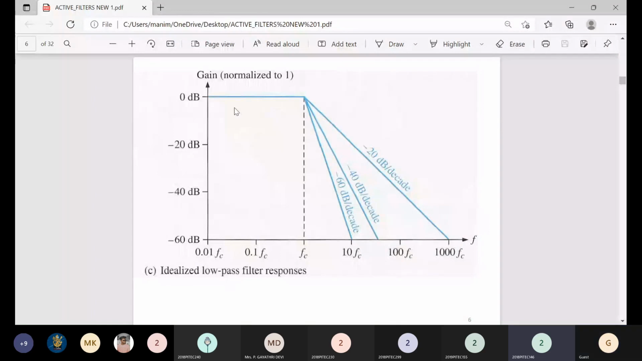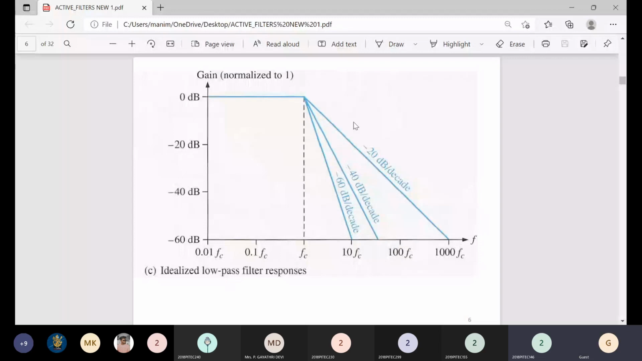Then the gain is reduced, right? So gain is reduced. Anyway, this is the ideal low pass filter frequency response. We remember that. Then here, I know that depending upon the poles, right? Depending upon the RC network.